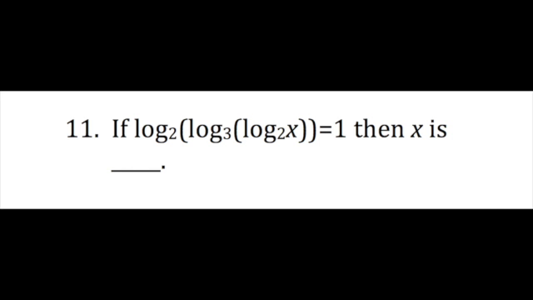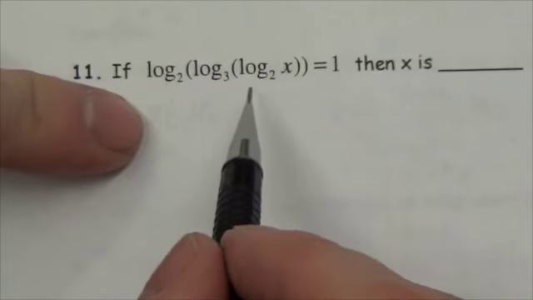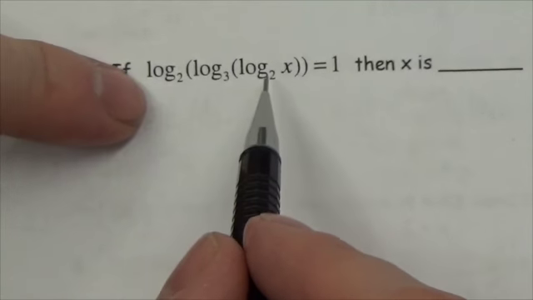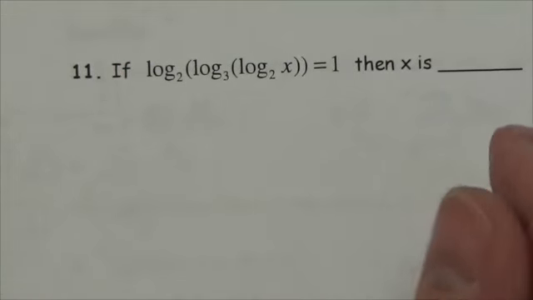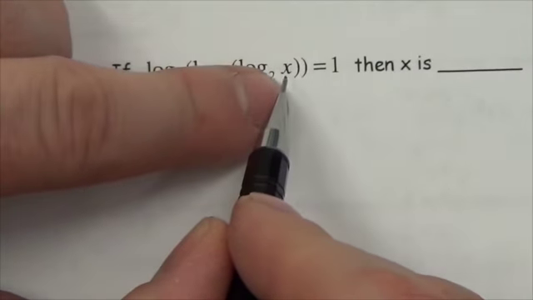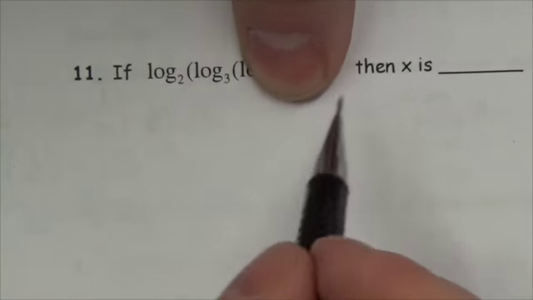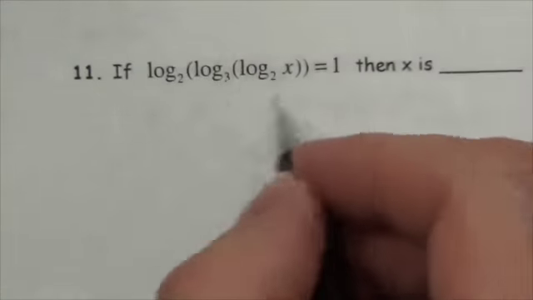If the log base 2 of the log base 3 of the log base 2 of x equals 1, then x is what? All right, now this question right here is just a nested set of logarithms, a log within a log within a log. So I know that that whole thing here is equal to 1, and I've got to work my way into x here. So what I'm going to do here is basically knock off the outside, and then the outside, and then until I'm left with just that x there.